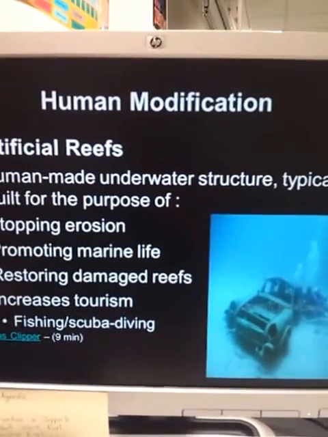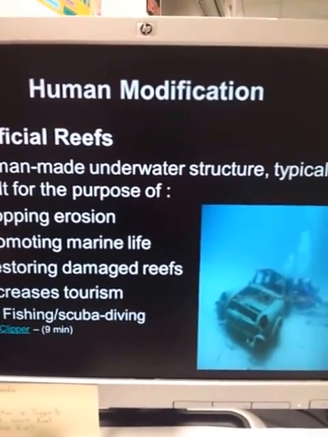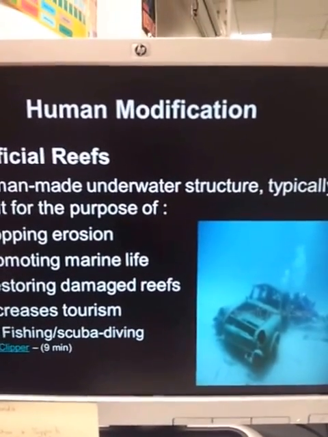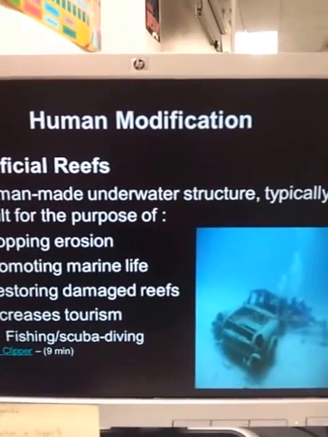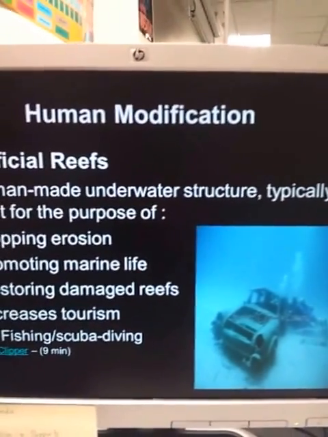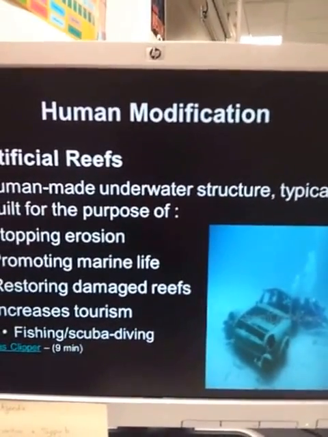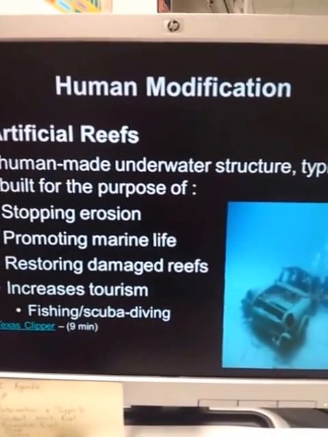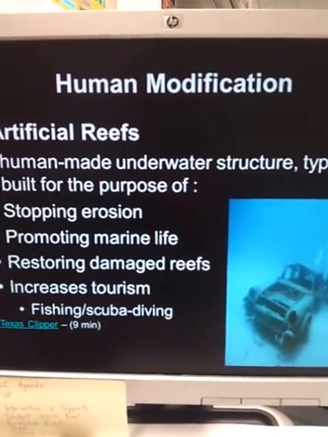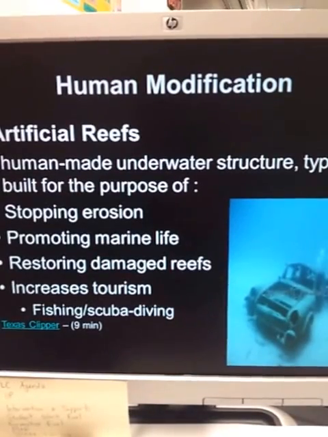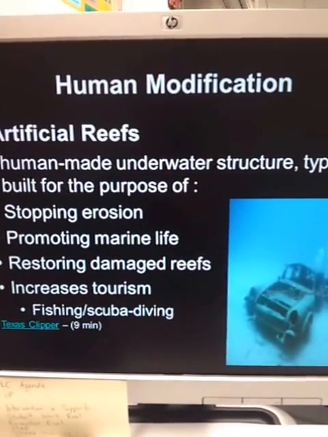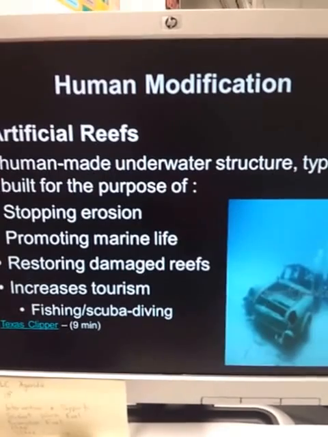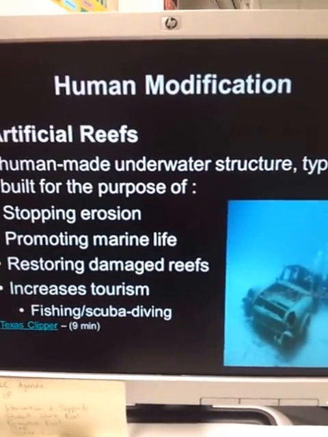When we damage reefs in the ocean, natural reefs, coral reefs, basically what we're doing is we're displacing a lot of organisms. We're pushing them out of their home, so we have to find a way to provide them with a new home. Otherwise, those organisms are in danger of becoming extinct. So by providing them with a safe place to live, we have effectively promoted growth of that population.